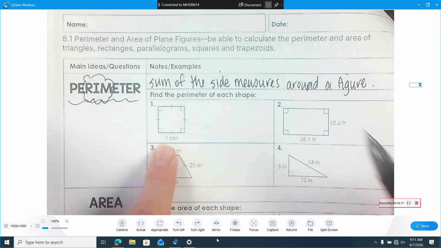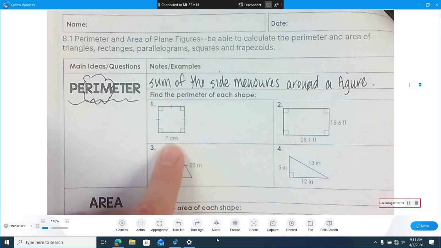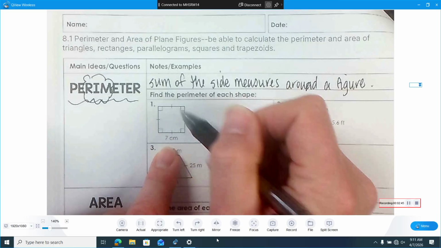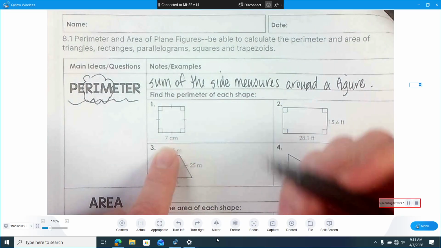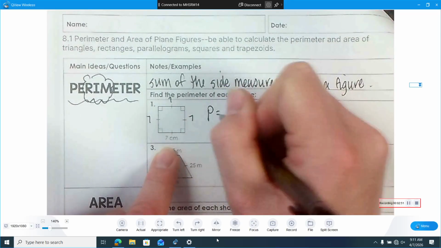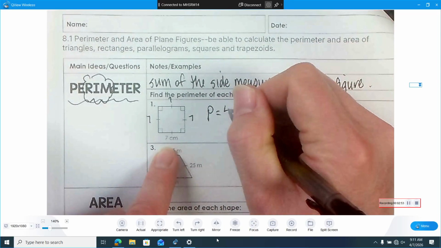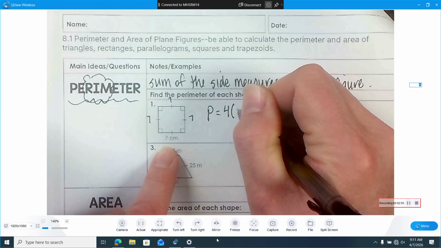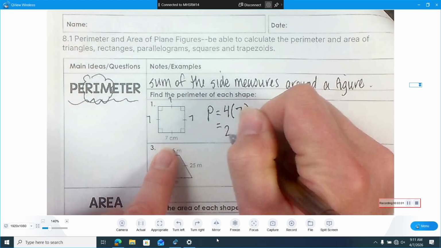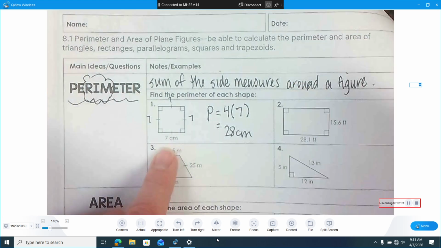So we want to find the perimeter of each shape here. What shape is this for number 1? It's a square. And what do the tick marks mean on those sides? They're all 7. Very good. And so if we want the perimeter, it's just 4 times 7. Why is it 4 times 7? Because there's 4 of them. Yeah, so which is 28 centimeters. Very good.